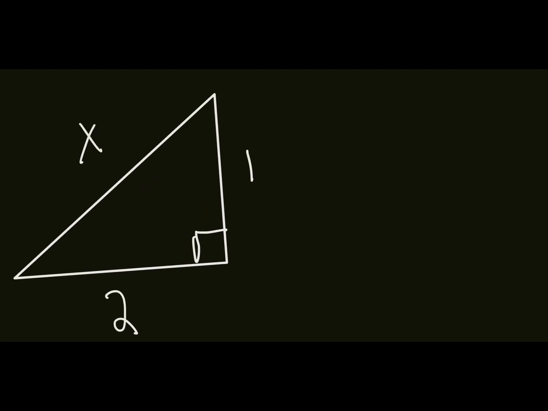In this example, we have a right triangle with side lengths 2, 1, and x. We need to solve for x using Pythagorean theorem. Pause the video and try it on your own first.